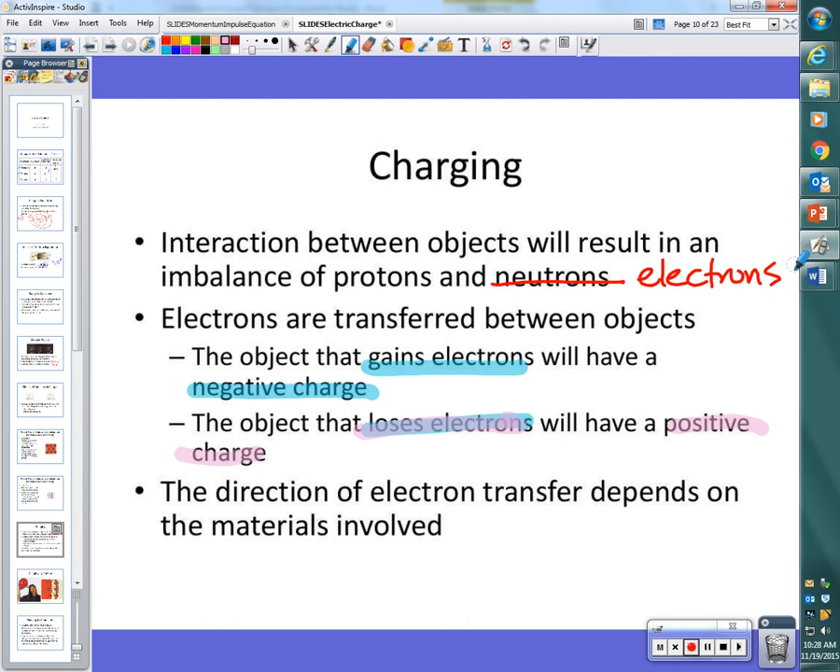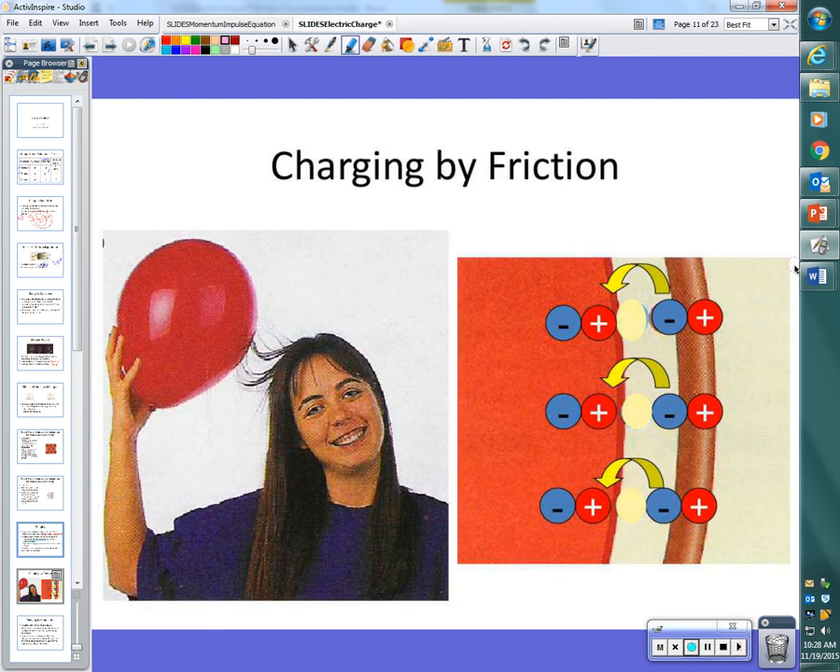All right. There are three ways that this can happen. Three ways that we can get the imbalance of protons and electrons. The first way is by friction. First, in order for there to be friction, what has to be happening?